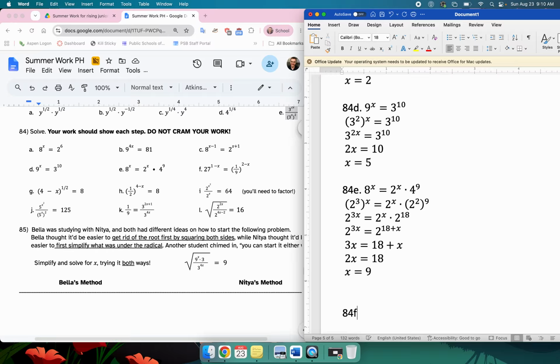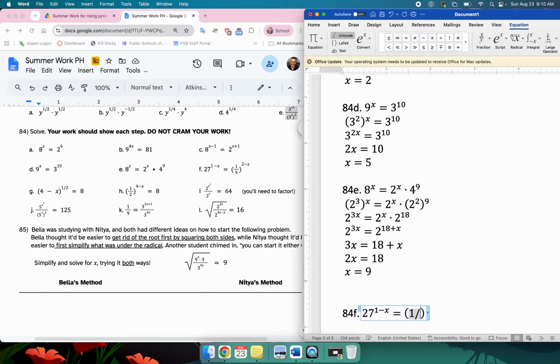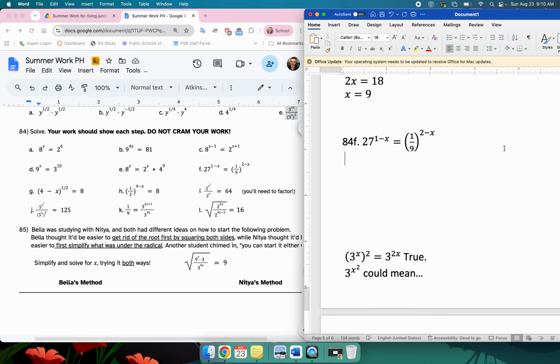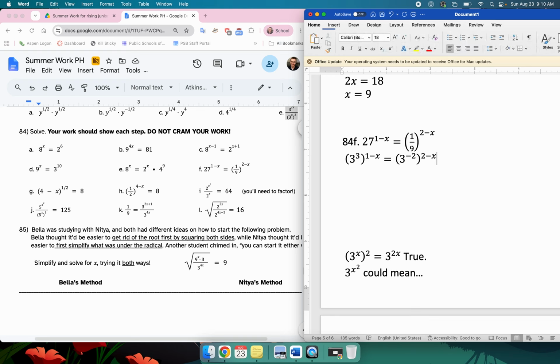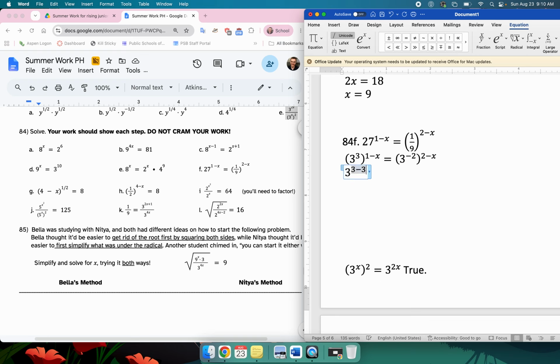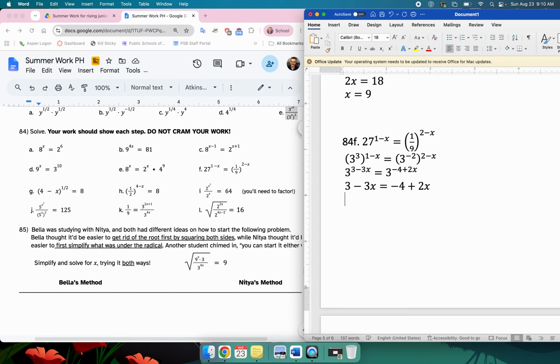Number 84f, 27 to the 1 minus x is equal to 1 over 9 to the 2 minus x. Everything here is a power of 3, so that's 3 cubed to the power of 1 minus x is equal to 3 to the negative 2 to the power of 2 minus x. So that's 3 to the power of 3 minus 3x is equal to 3 to the power of negative 4 plus 2x. Okay, so therefore 3 minus 3x is equal to negative 4 plus 2x.